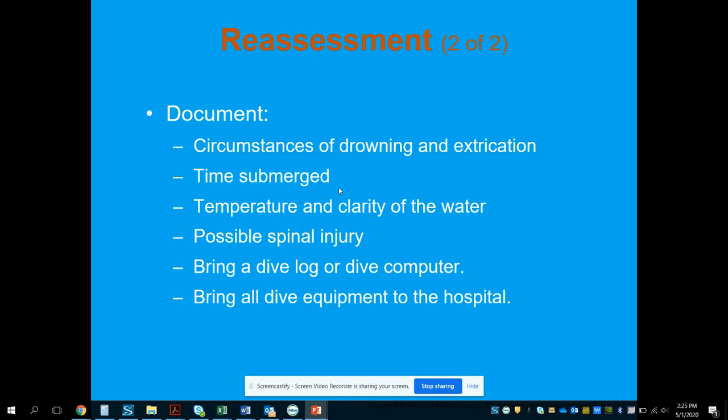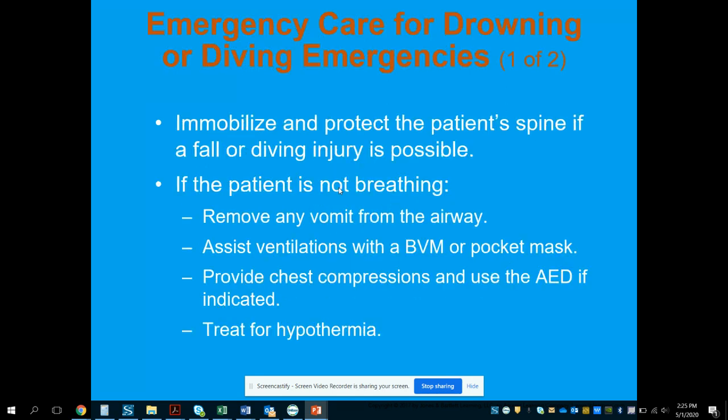If they have any dive logs or dive computers, we can bring that as well, and any dive equipment. So if they did have scuba gear, a tank, and that type of thing, so that it can be examined. We want to immobilize and protect the patient's spine if a fall or diving injury is possible.